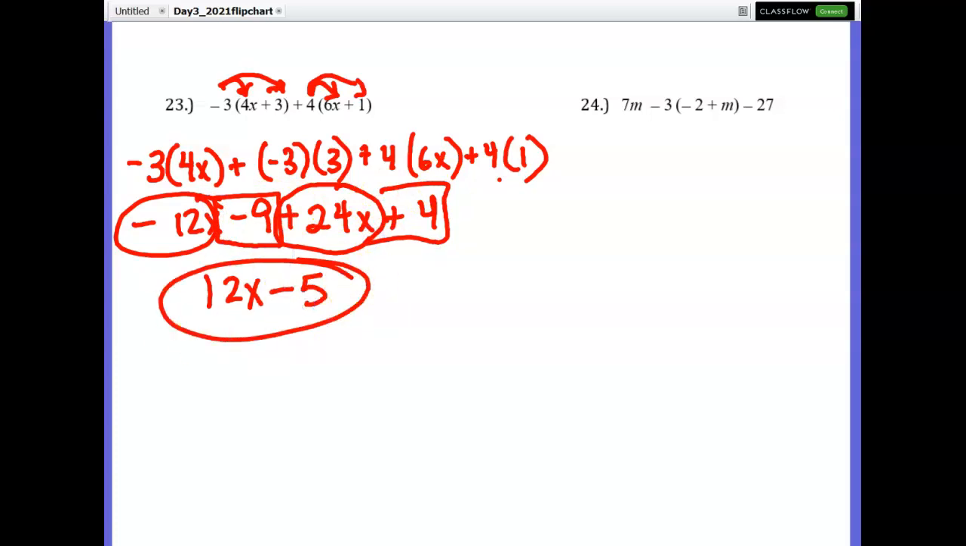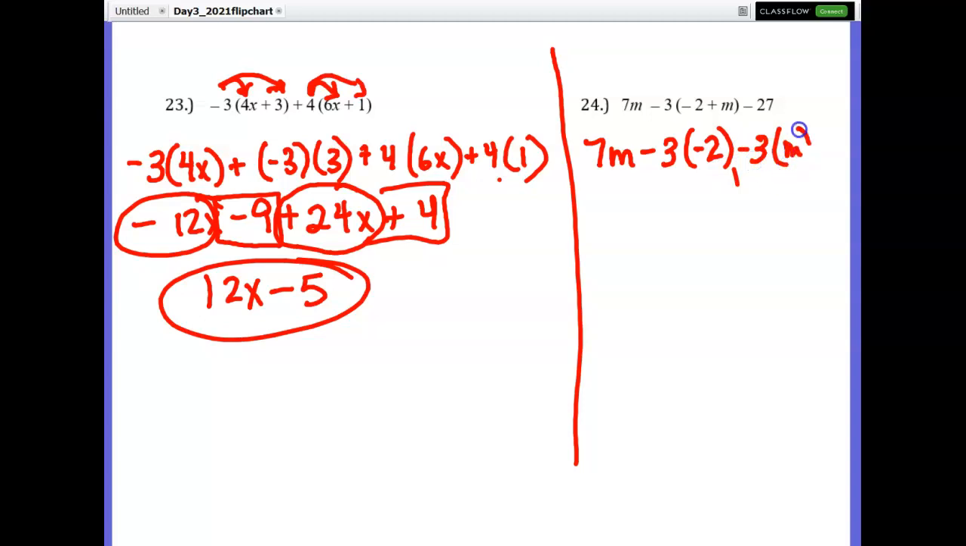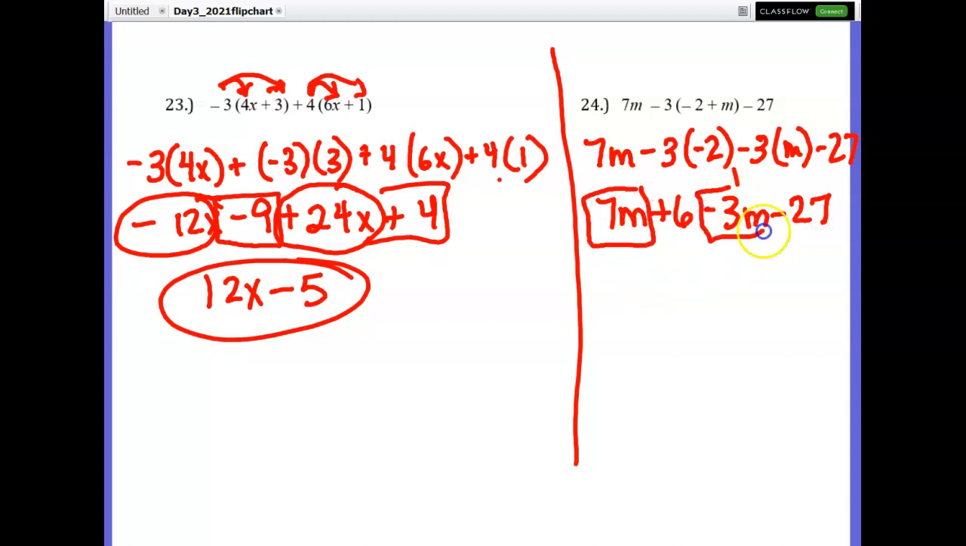There's our answer there. All right, and last but not least, we're going to distribute the negative 3. So this is going to be a negative 3 times negative 2. All right, and then a negative 3 times m, and then minus 27. Okay, 7m plus 6 minus 3m minus 27. We combine our like terms. 7m minus 3m is 4m. And then we have our 6 minus 27 is minus 21.